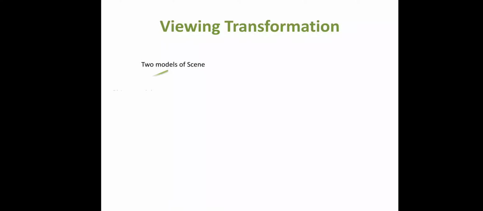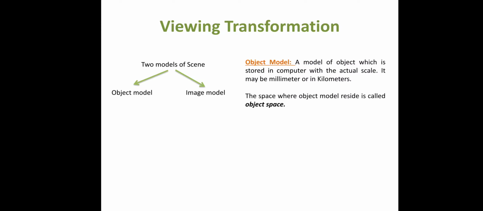Whenever we want to display any scene, we consider two models of that particular scene. The first model is the object model and the second is the image model. These are the two basic models whenever we want to display any scene on the screen. When we say object model, we are referring to a model of an object which is stored in a computer with actual scale. For example, millimeter or kilometer are the actual scale of that object, and if we store that object in our computer with that scale, that model is called an object model.